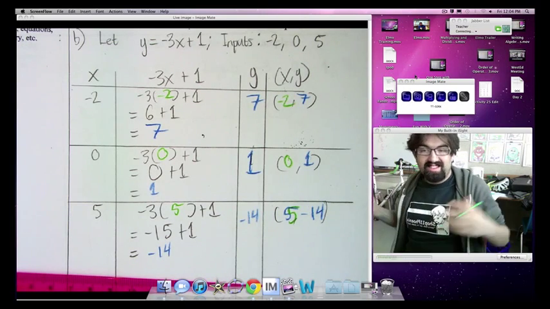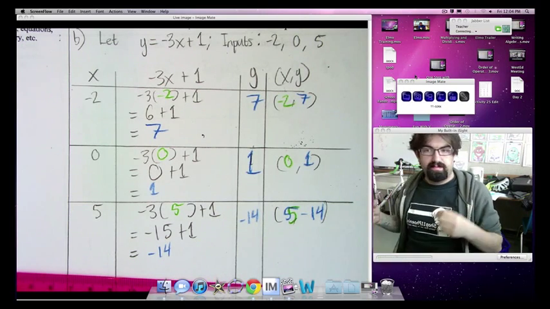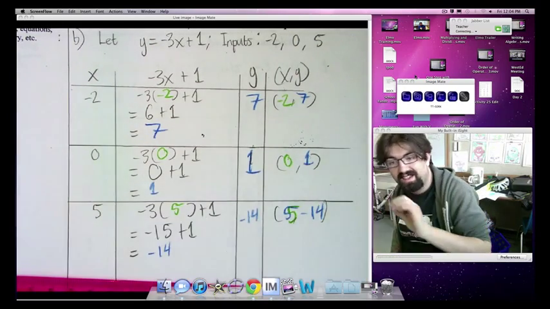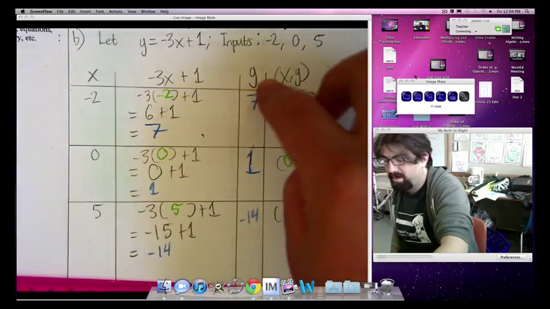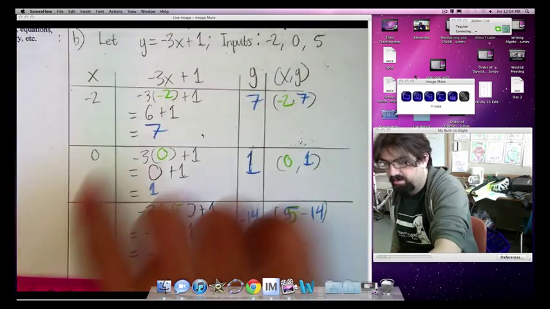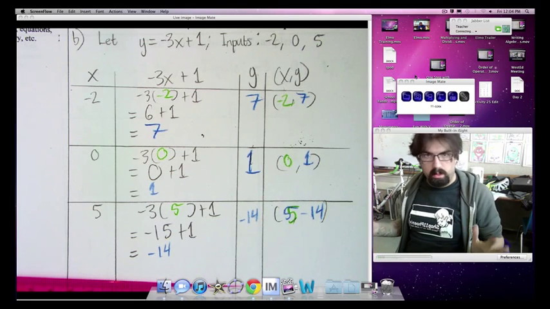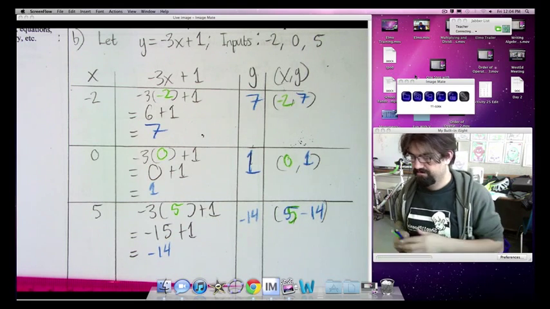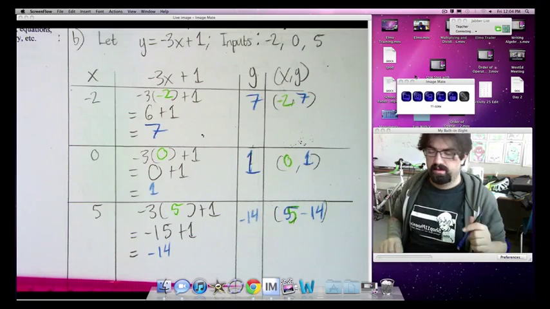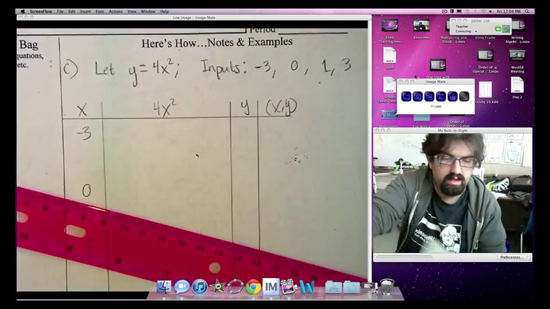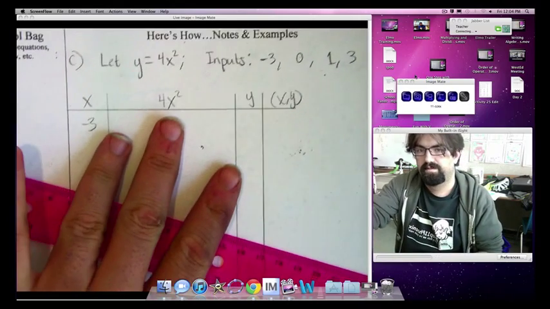So that's all that's going on. It's just order of operations, and I'm making my order of operations very clean with equals. My inputs, my outputs, putting my inputs and outputs right next to each other. That's the whole point of ordered pairs. We'll do one more. C.